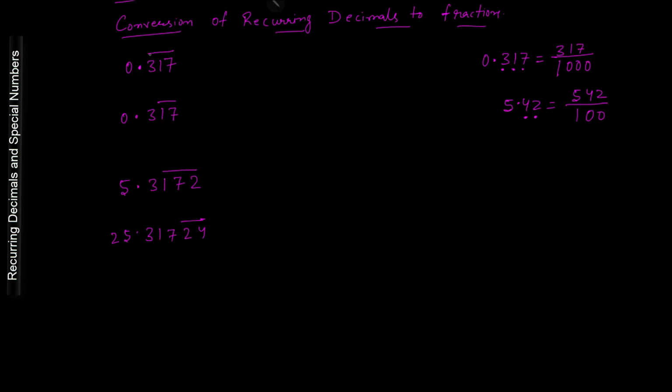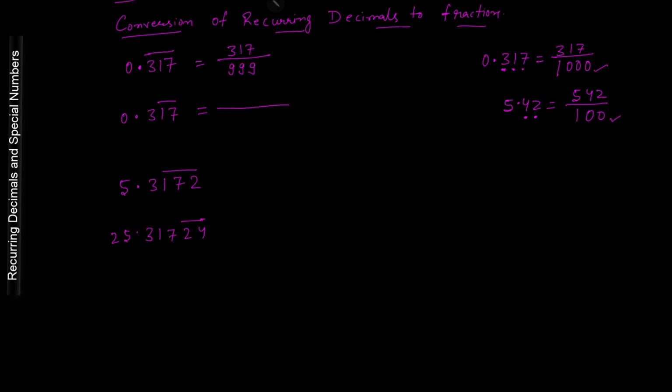Now, in case of a recurring decimal, this bar shows that these digits are recurring. 0.317 with the bar over all three digits is simply 317 divided by 999. All the digits are under the bar, so for each one of them there will be a 9. Whatever digit is under the bar, we will have a 9 corresponding to it. Whatever digit is not under the bar, we have zeros corresponding to it. What if there is a mix-up? Here there is a mix-up. So how do we go about it?